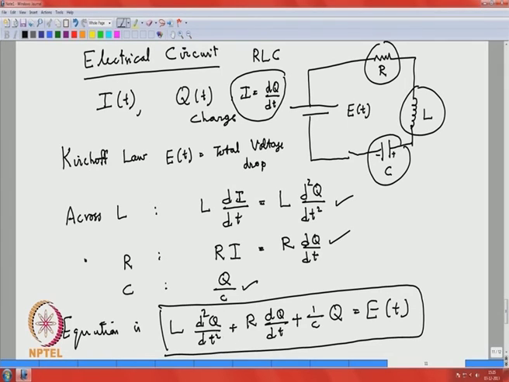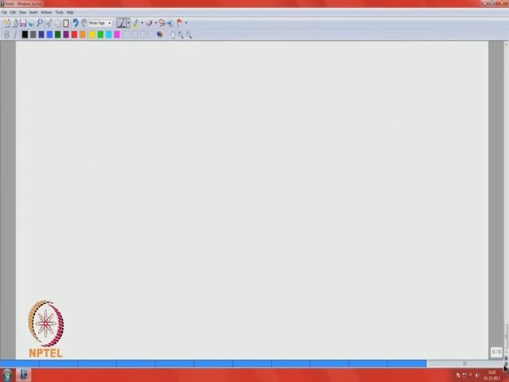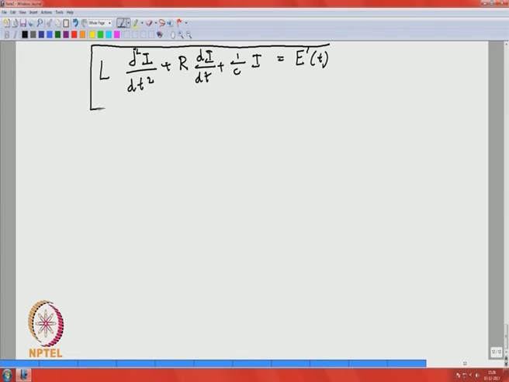Quite often the previous equation is written in terms of current. If you want to write it as a second order equation in terms of the current, you differentiate once more. Then you can write it in this format also: d square I by dt square, plus R into di by dt, plus 1 by C I, equal to E prime of t, the derivative of E.